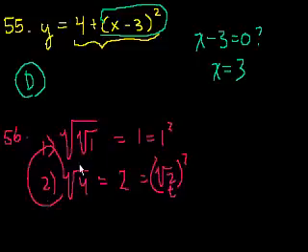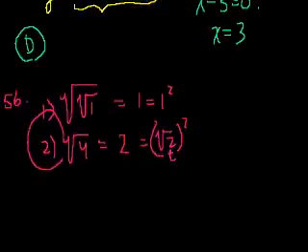And we could look at the other ones. 18 divided by 2, yeah, 9 is the square of 3. 41 minus 25, that's 16. 36. So all of the other ones are squares of integers. That was a fairly straightforward problem, I think.